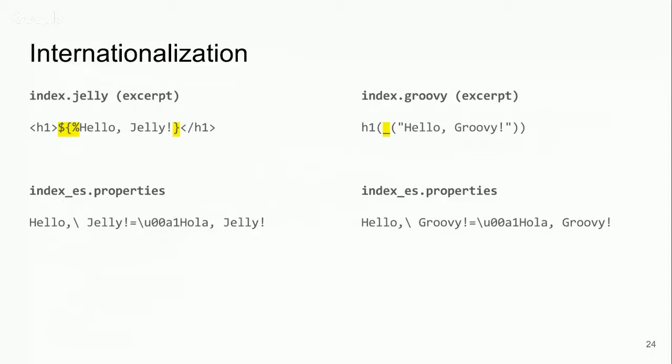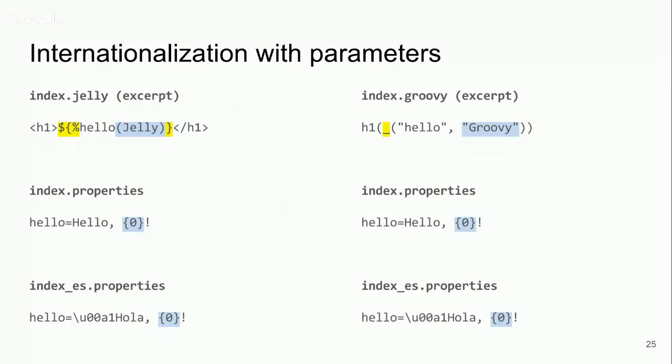Let's look at the top right at the Groovy approach. In this case, we just insert another method call to the method called underscore. And that will basically do the same thing as the percent on the left. It will look for a suitable localization of this localizable string and insert it at this point. As you can imagine, this will result in problems if you ever change the default string.